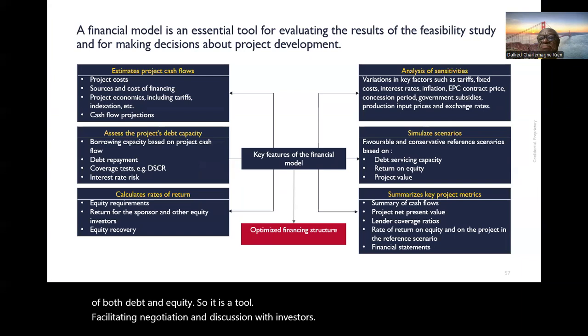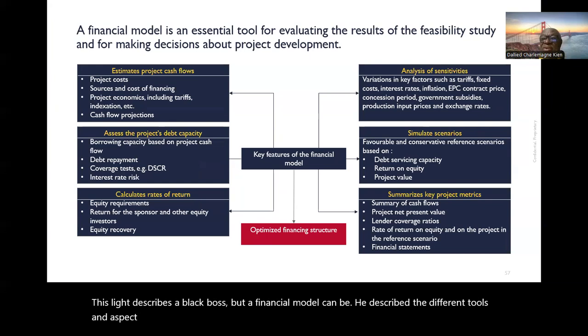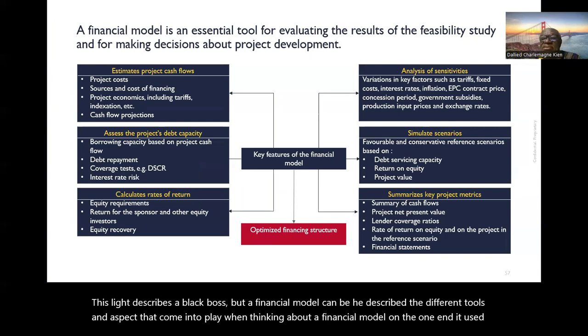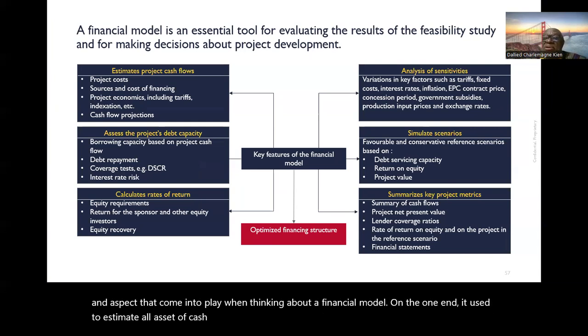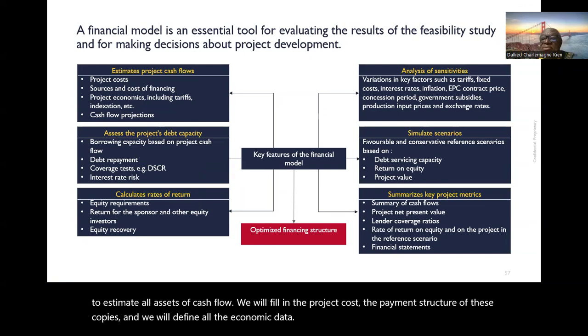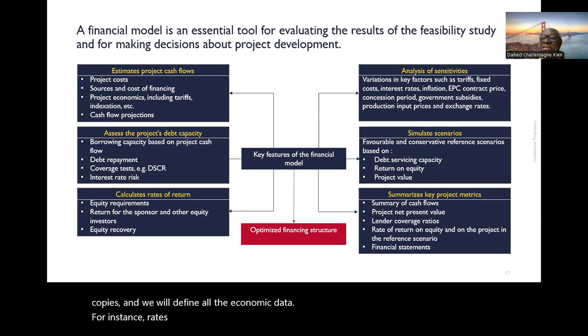This slide describes the black box that a financial model can be. It describes the different tools and aspects that come into play when thinking about a financial model. On the one end, it is used to estimate all aspects of cash flow. We will fill in the project cost, the payment structure of these CapEx, and we will define all the economic data, for instance, rates and cash flow. The economic data includes everything linked to indexation as well as exchange rates over the life of the project.